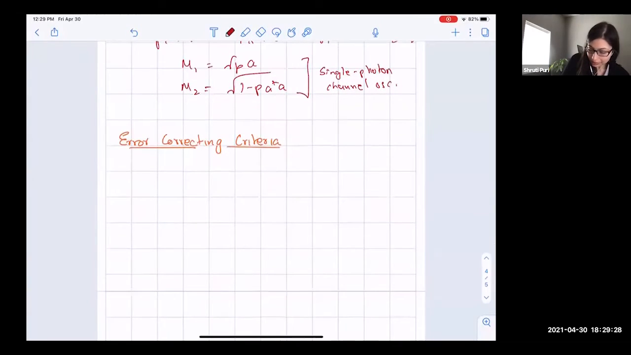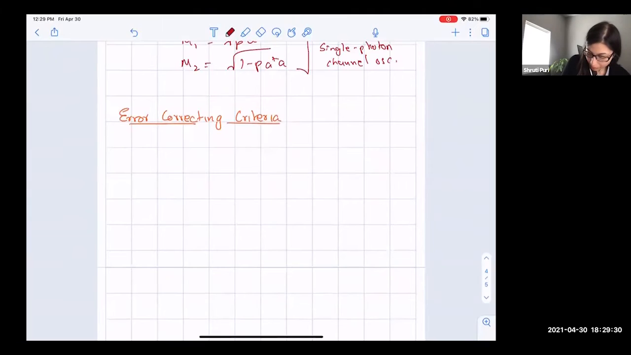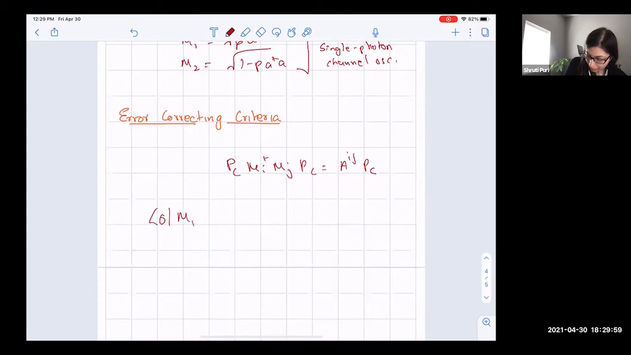Okay, so you also looked at the error correction criteria. If you remember, the Kraus operators must satisfy the following: if P_C is a projection onto your code space, then you should have P_C M_i dagger M_j P_C equal to alpha_ij P_C. Or in other words, if you have your 0 and 1 code words, you want <0|M_i dagger M_j|0> to be equal to <1|M_i dagger M_j|1>. This is the no distortion condition.